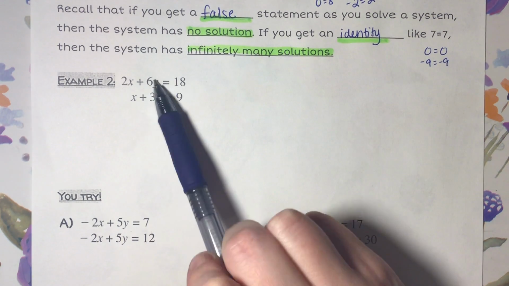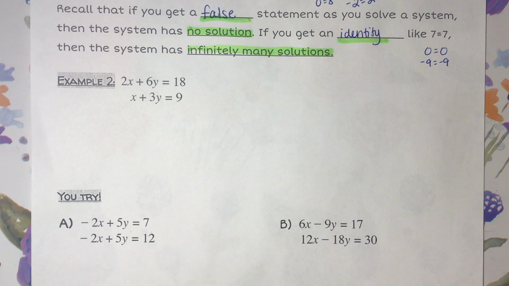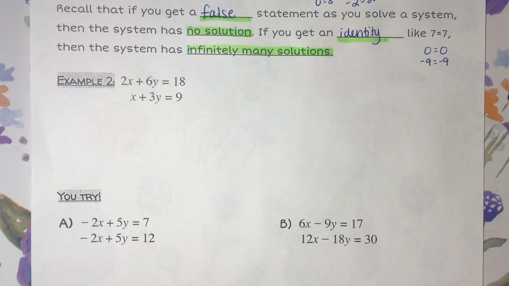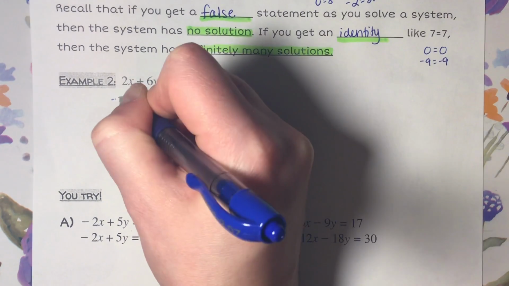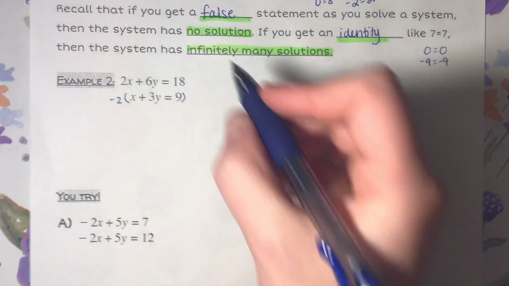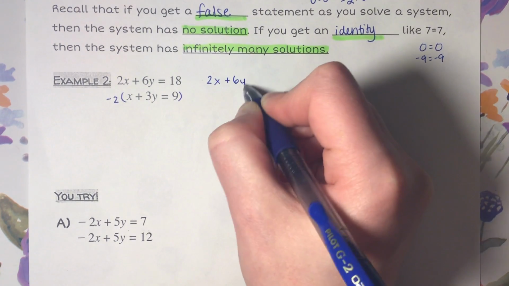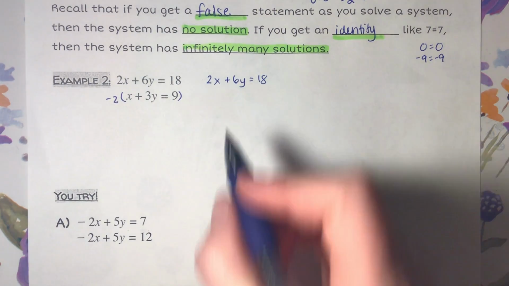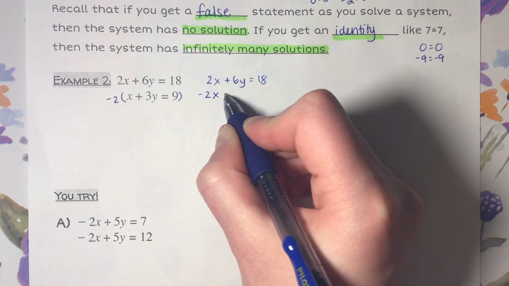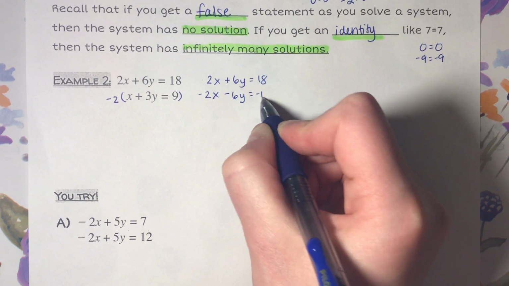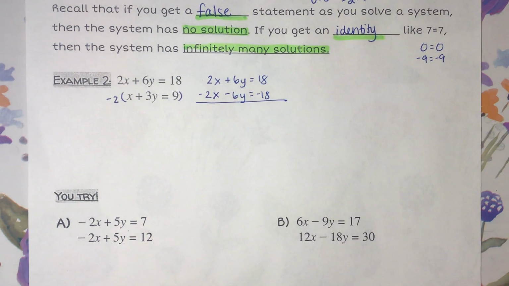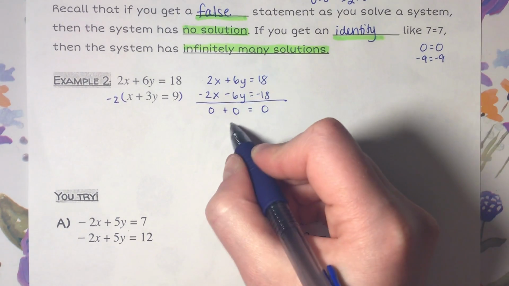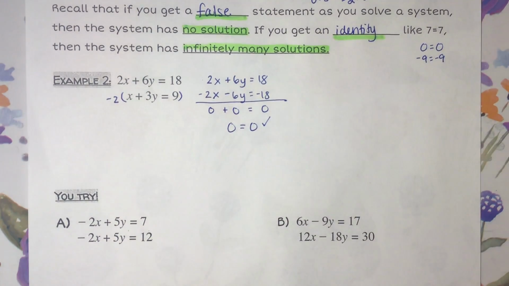Okay, here my variables are already lined up, but I do need to make at least one of them match. If I were to match my x's and make them additive inverses, I would multiply the bottom by negative 2. So let's rewrite that. I have 2x plus 6y equals 18 for my top equation. And for my bottom, I'm multiplying negative 2 across. So I have negative 2x minus 6y is equal to negative 18. Add them up. So this gets me 0 plus 0 is equal to 0. In other words, 0 equals 0.